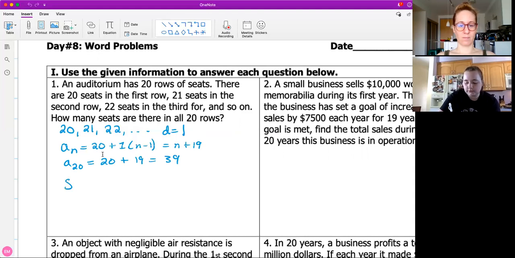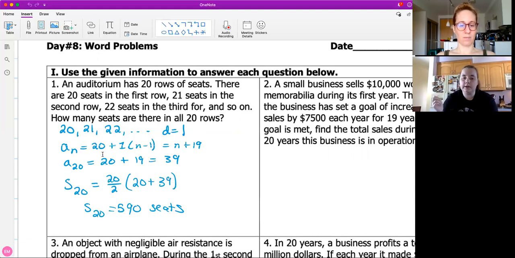And then to find the partial sum, you do S sub 20. And remember, we take 20 divided by 2, and then 20 plus 39. So S sub 20 is 590 seats. So in rows 1 through 20, we have 590 seats in the auditorium.